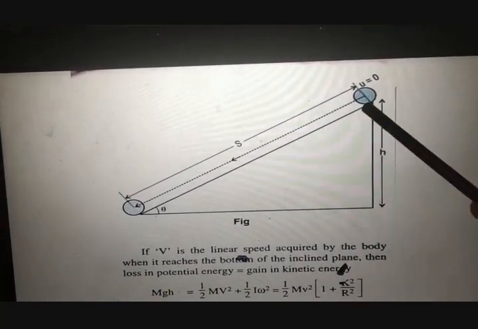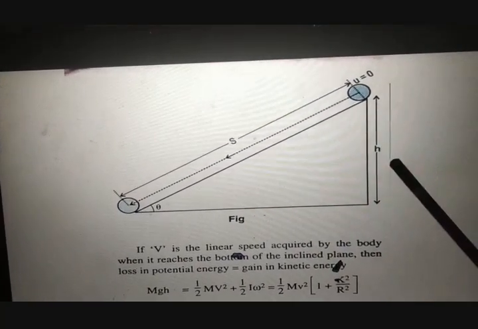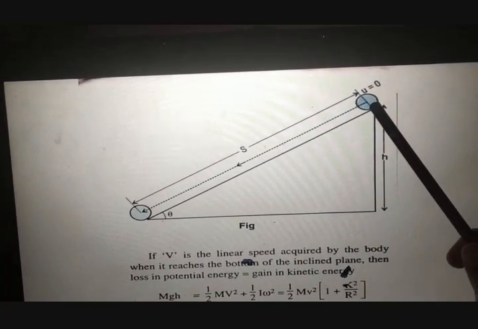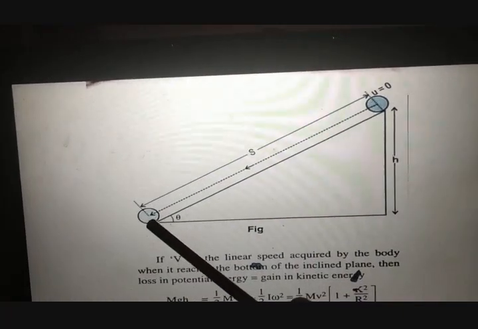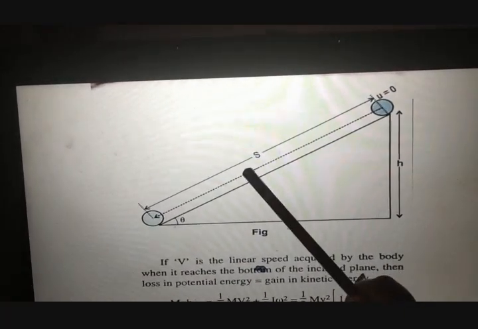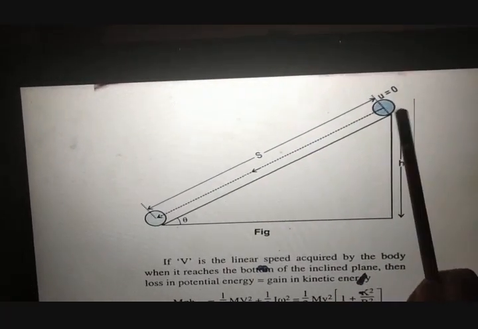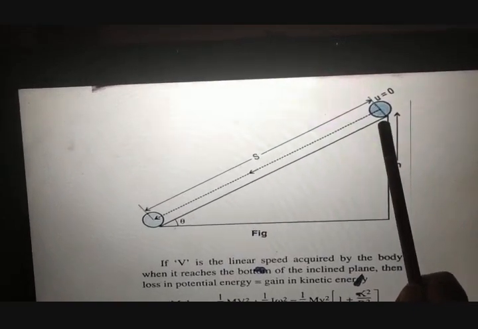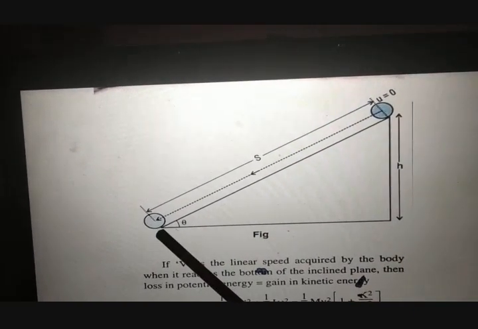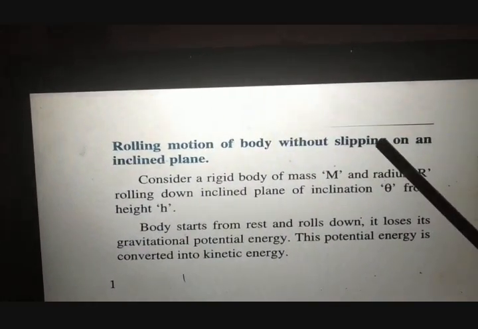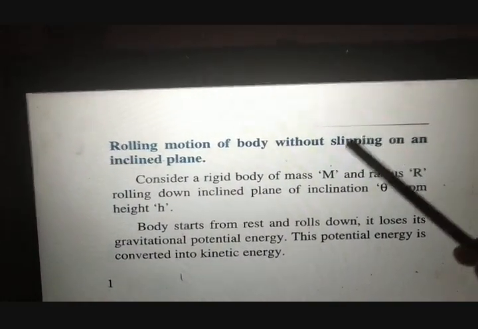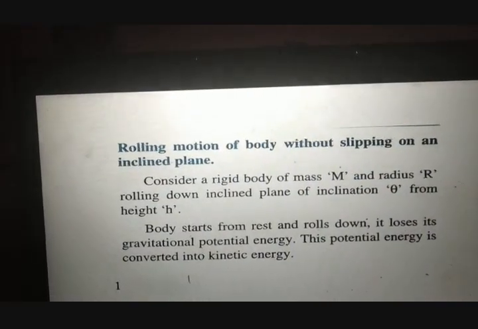With respect to horizontal, this corner will make a certain height h, and your body will be over here. It will roll down through this inclined surface and come over here. So this s will be the distance covered by this rolling body from height h to the ground surface. Now here they have written without slipping, which means it will roll, it will not slip down.